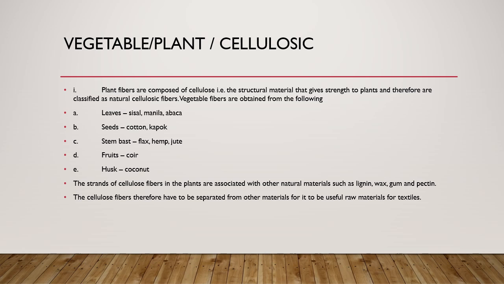The strands of cellulose fibers in plants are associated with other natural materials such as lignin, wax, gum, and pectin. Therefore, cellulose fibers have to be separated from other materials for it to be useful raw materials for textiles that will be used in making various fabrics.